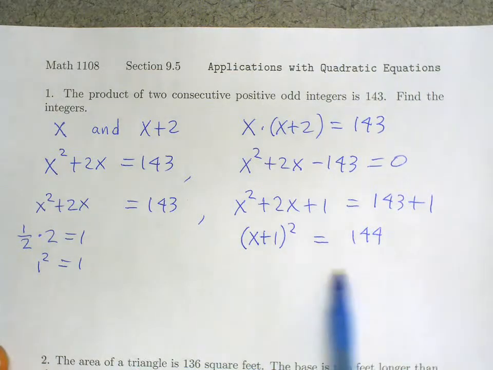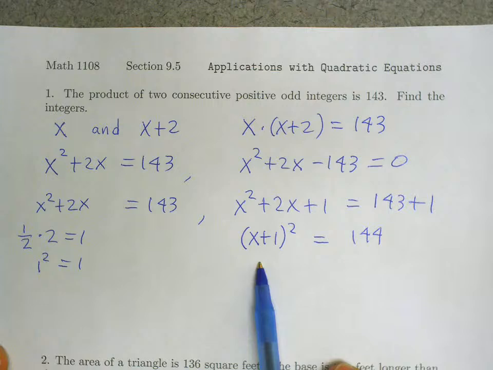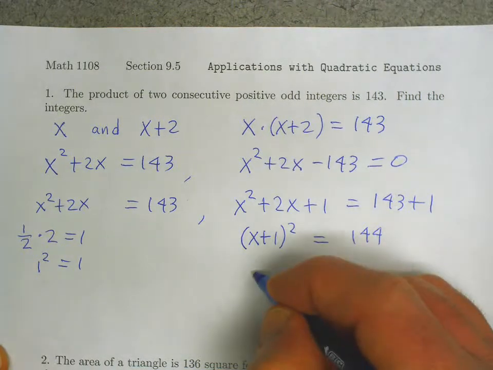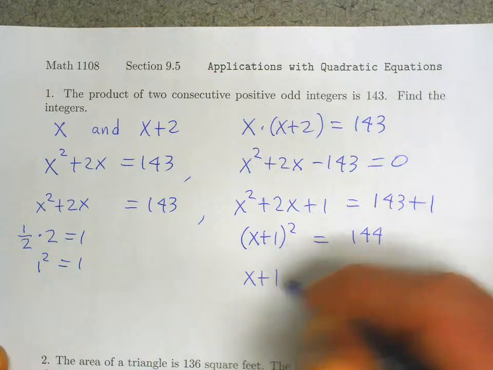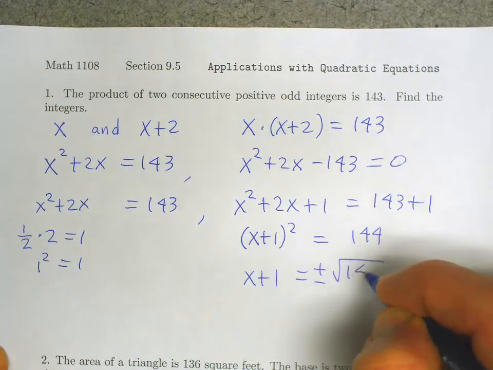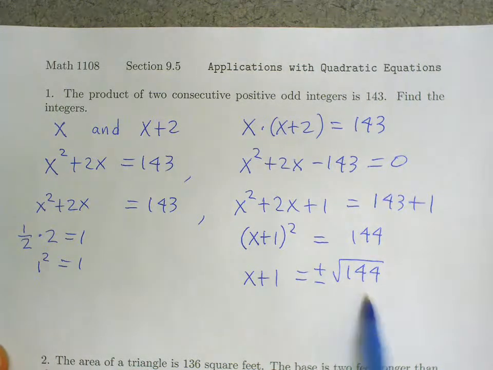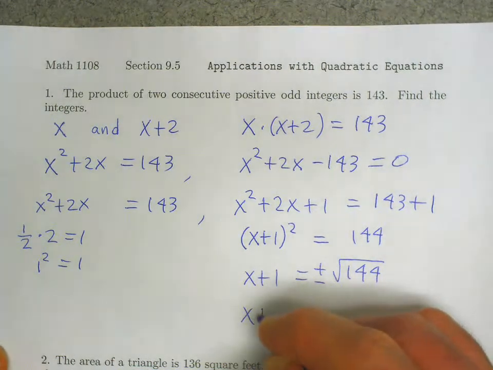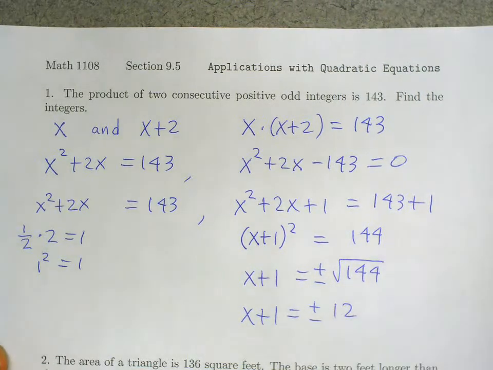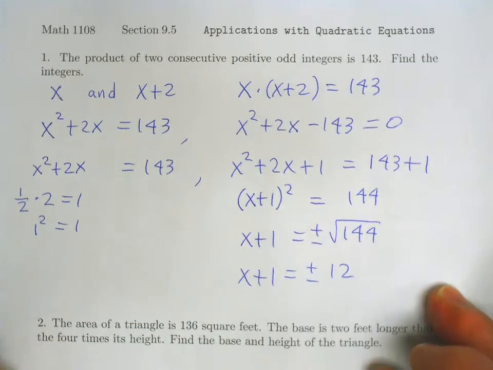And now we can apply the square root property. Since x plus 1 quantity squared equals 144, we write x plus 1 equals positive and negative square root of 144. The square root of 144 is just 12. So x plus 1 equals positive and negative 12. This quadratic equation has two solutions.